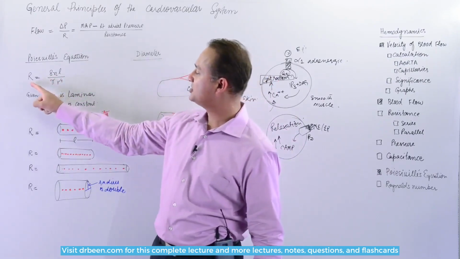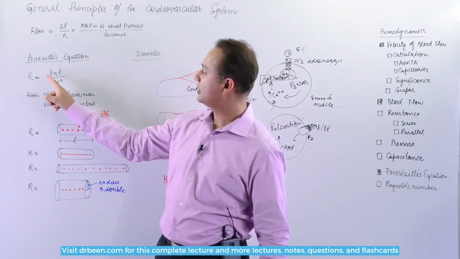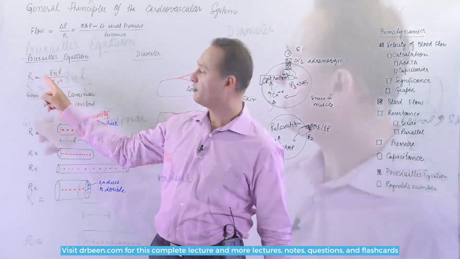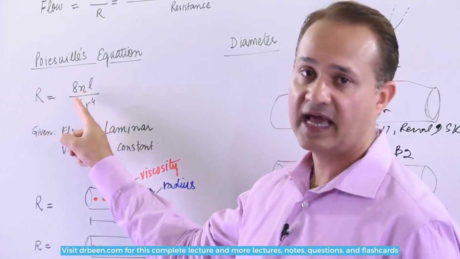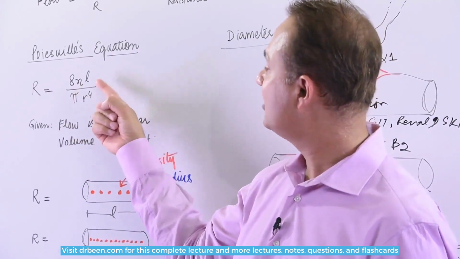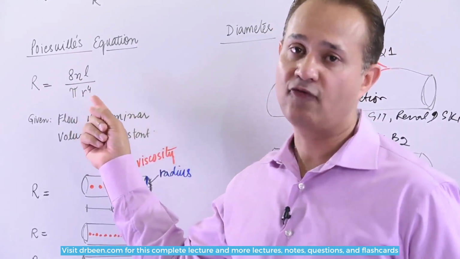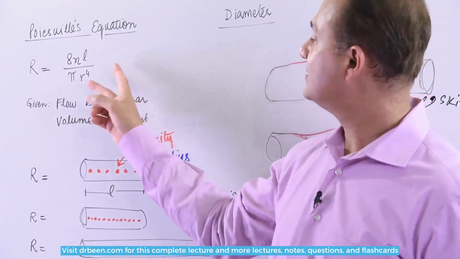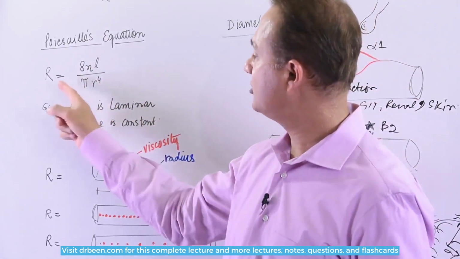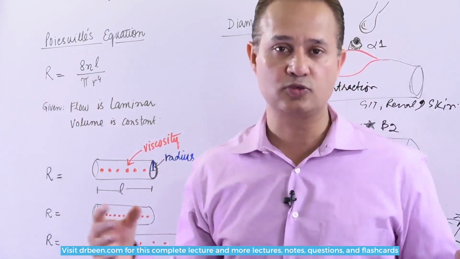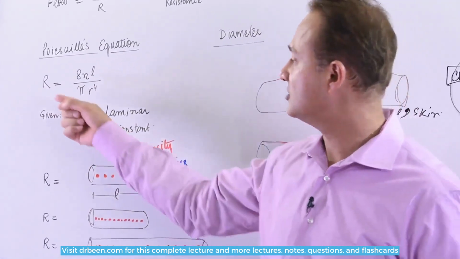Poiseuille's equation says resistance equals 8 times viscosity (η) times length, divided by pi and radius raised to the power 4. That is the value. Once you calculate that, you get the value of the resistance. So the question is, what is the use of that resistance?